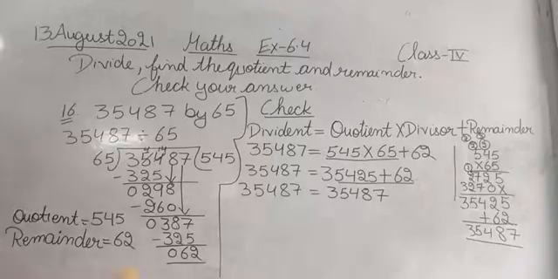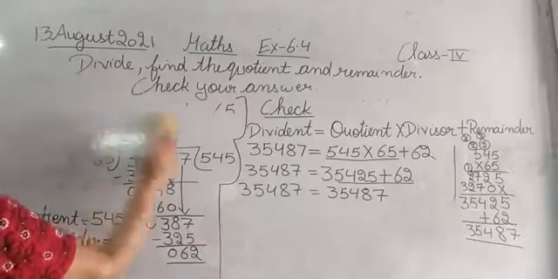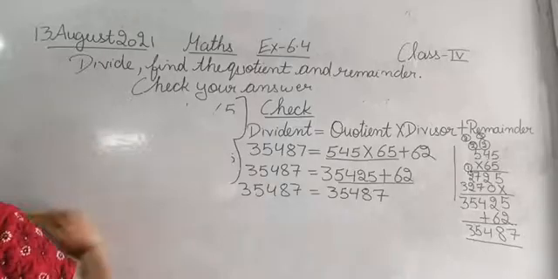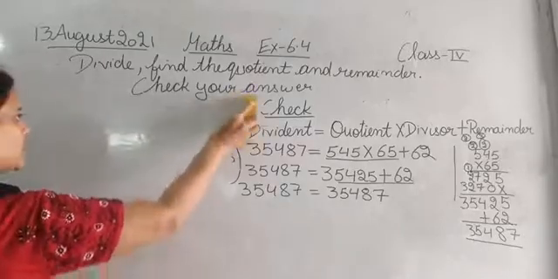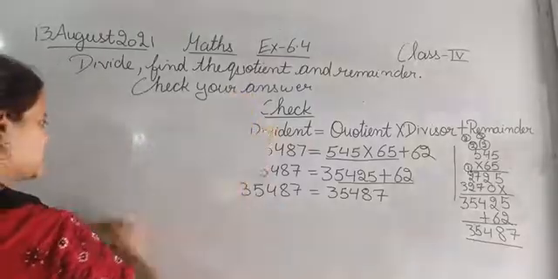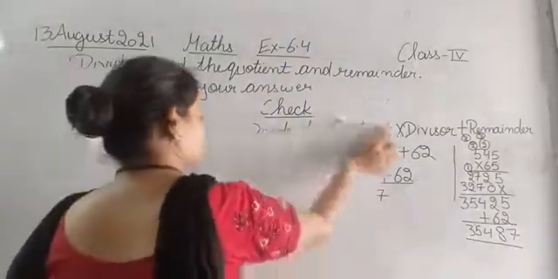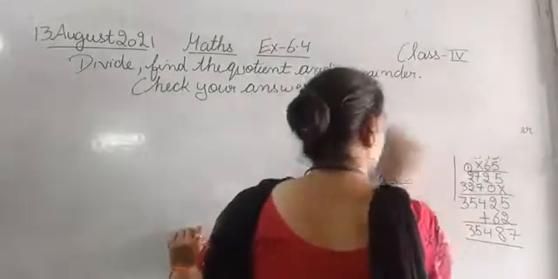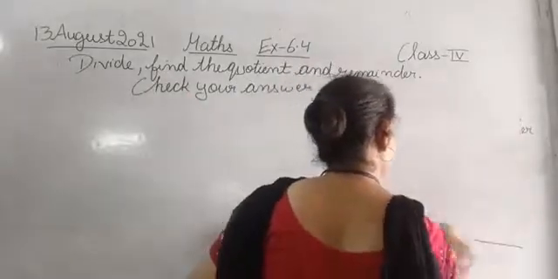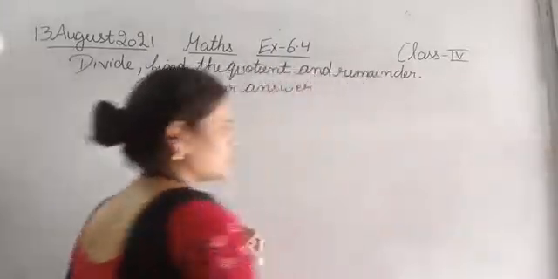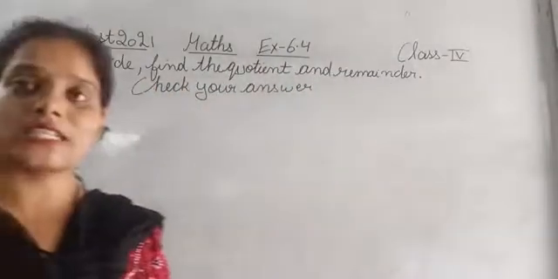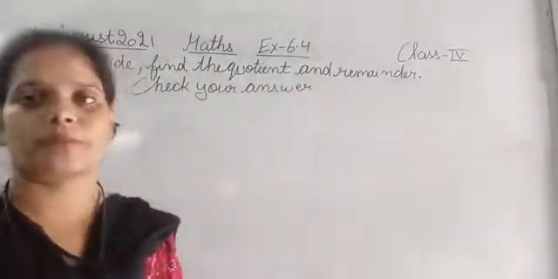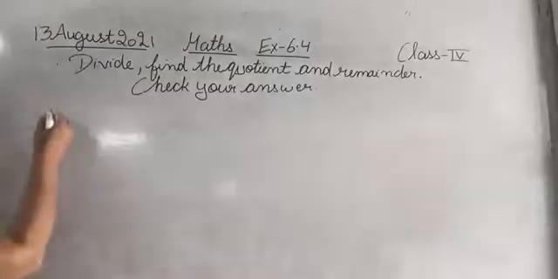Let's move next to question number 17. So now we are moving to the next question, that is question number 17. Question number 17 is the same: divide, find the quotient and remainder, and then check your answer. So let's write down question number 17.